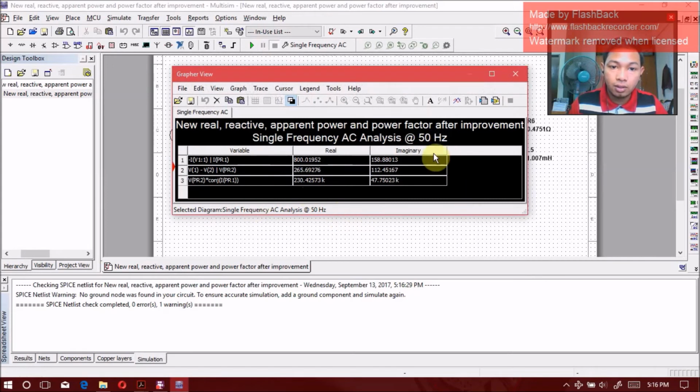Okay, after that this is the result after the power factor correction. The real power is going to stay the same and the imaginary power is going to change a little bit to follow the 0.98 power factor. Okay, that's it from me.